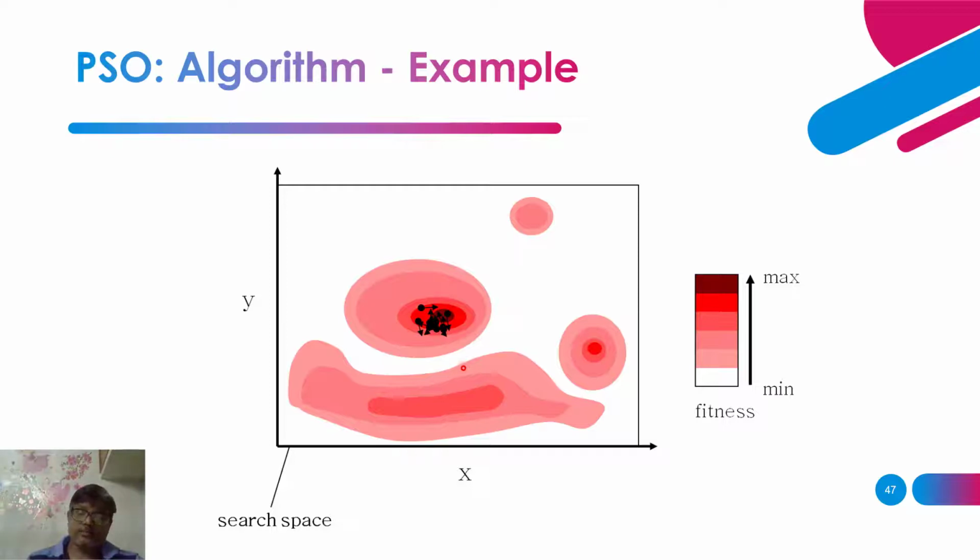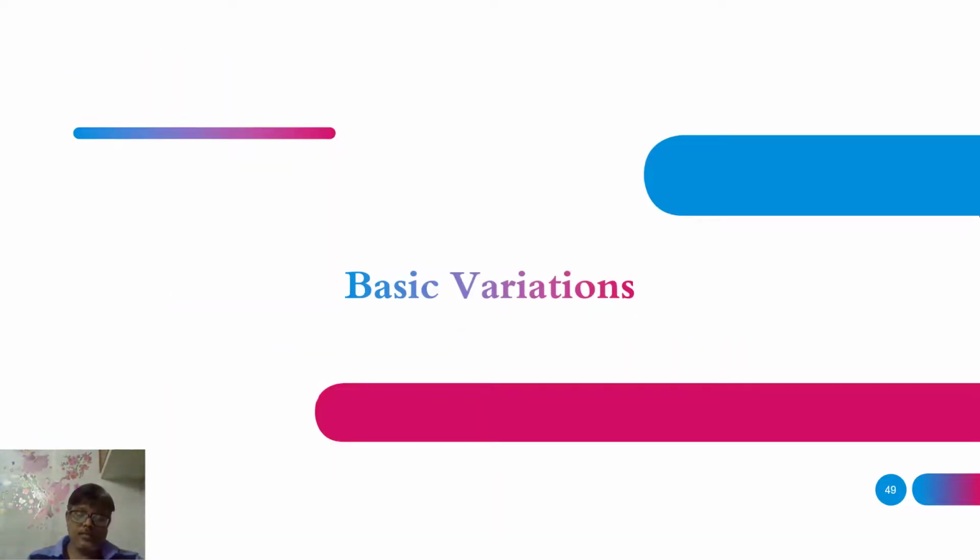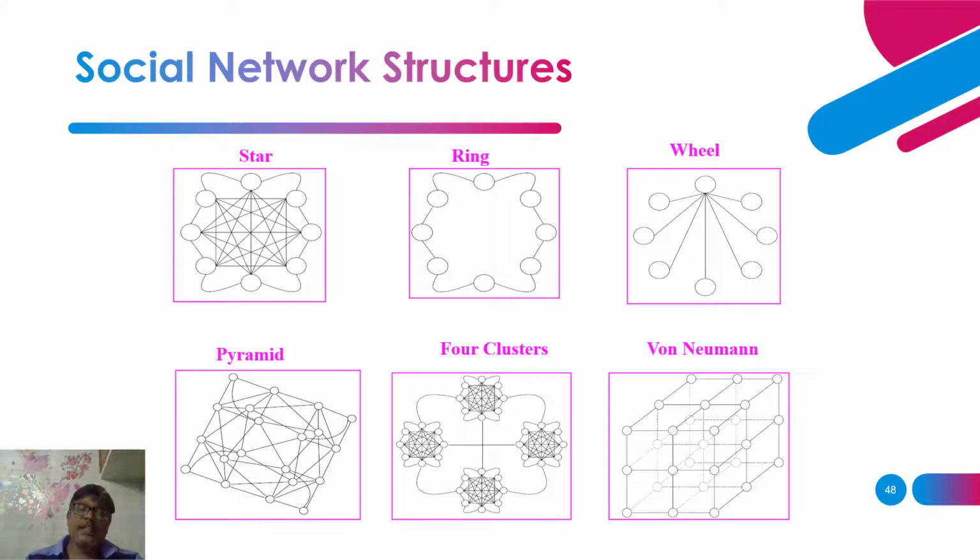Yes. The next is, in the beginning we learned that there are different topologies available, star topology and ring topology respectively, for your local and global best PSO. Apart from the star and ring, there are wheel, pyramid, four clusters, and Von Neumann structures also available. These are some of the social network structures.